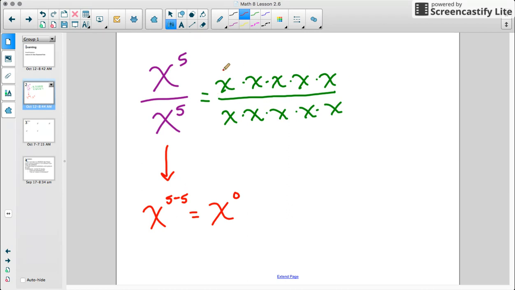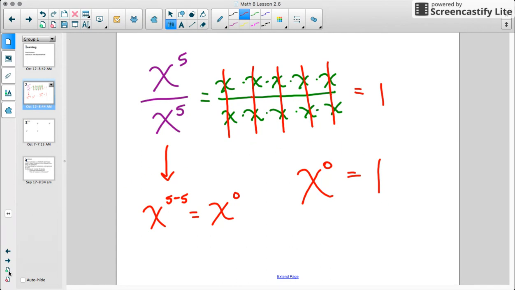So x divided by x is 1. We know that anything divided by itself is 1. So I can cancel all these out to 1. And now I have 1 times 1 times 1 times 1 times 1. And this will happen every single time. So whenever you have anything in the world raised to the power of 0, it will always, always, always equal 1. Okay, it's quite interesting.